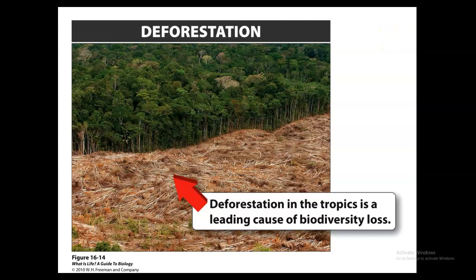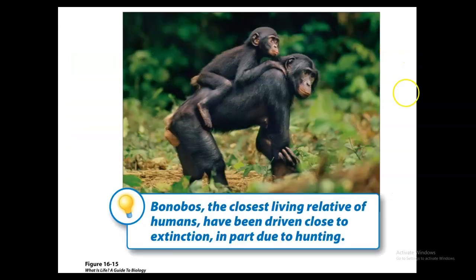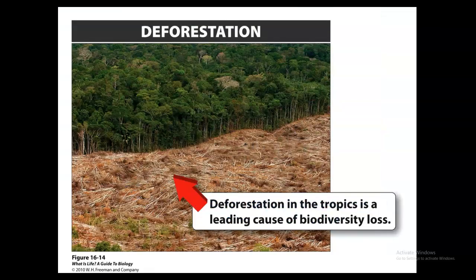Looking here, we see deforestation in the tropics. It's going to be a leading cause of biodiversity loss. The bonobos are the closest living relatives of humans, and they've been driven close to extinction in part due to hunting. The data is well studied, like we said, in groups.